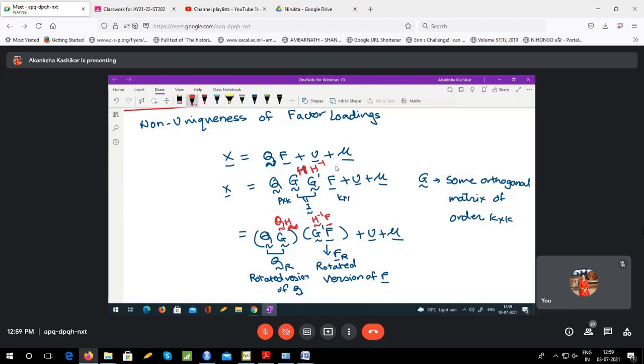Why to stick to orthogonal matrix? Why not take any non-singular matrix and its inverse? Is the question clear? Yes, ma'am.